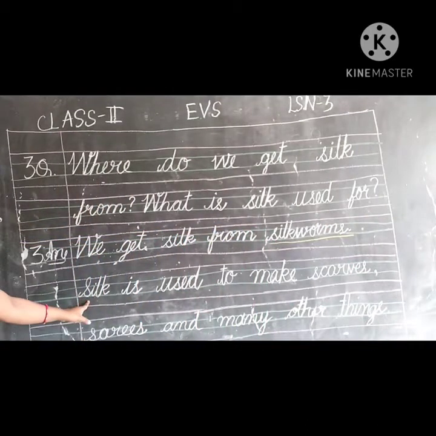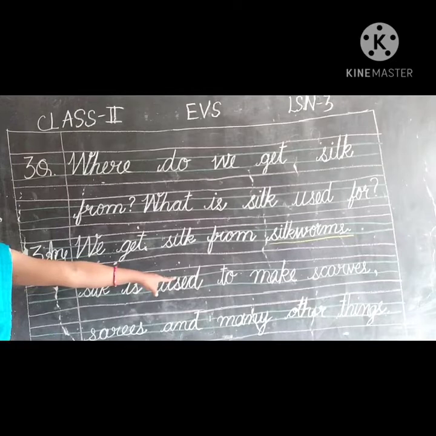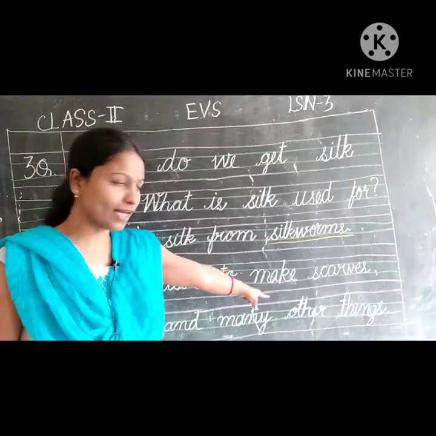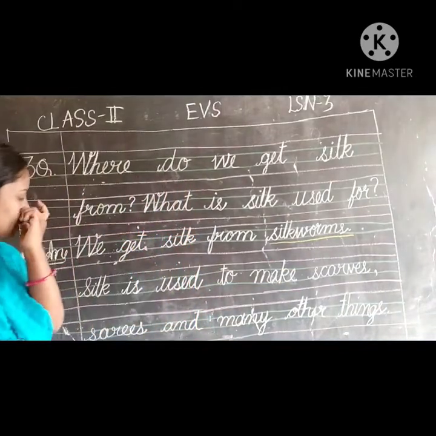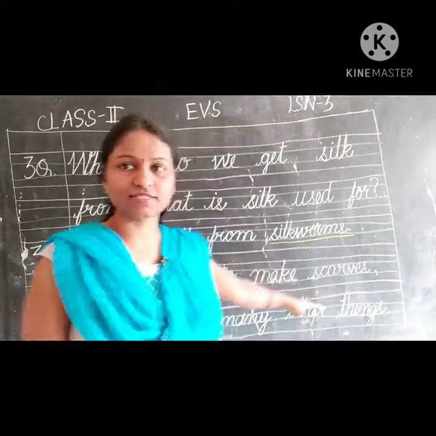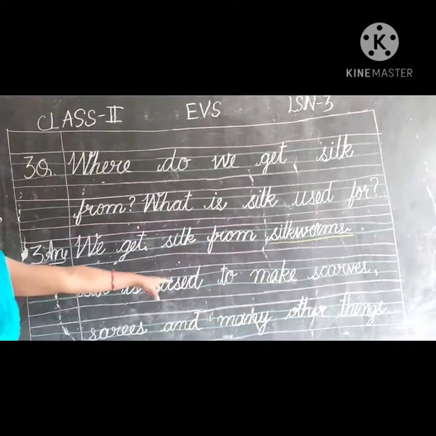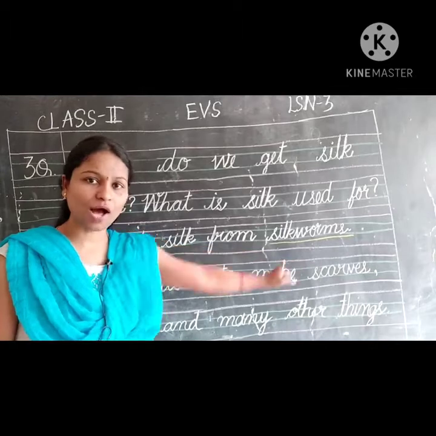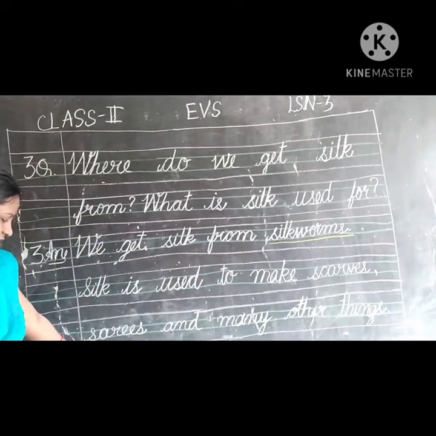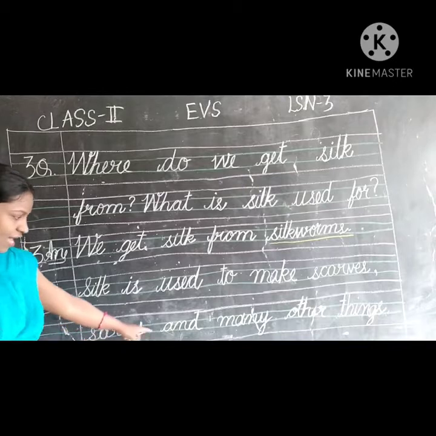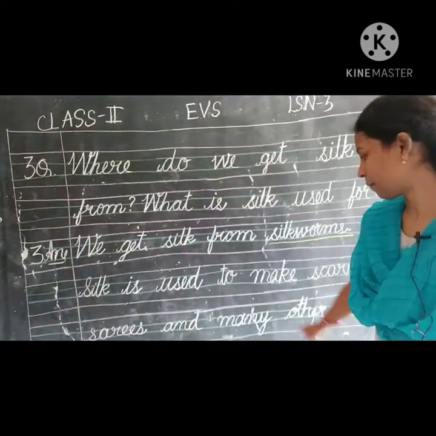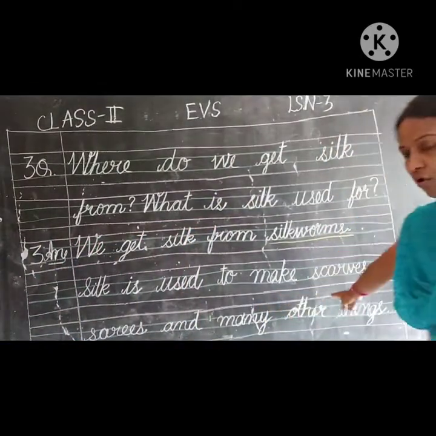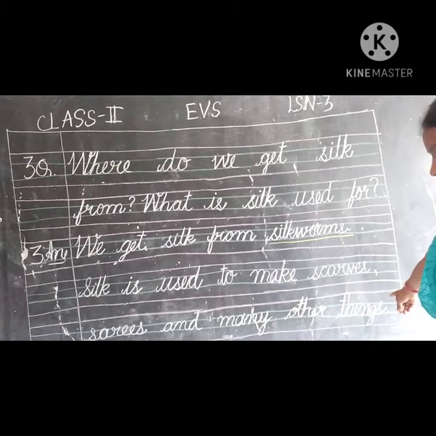Yes, here. Silk is used to make, M-A-K-E, make, scarves, S-C-A-R-V-E-S, scarves. Please write down children, S-C-A-R-V-E-S, scarves. Saris, after scarves, what you have to keep? Comma. Next, saris, S-A-R-E-E-S, saris, and many other things. And many, M-A-N-Y, many, O-T-H-E-R, other, T-H-I-N-G-S, things, many other things.